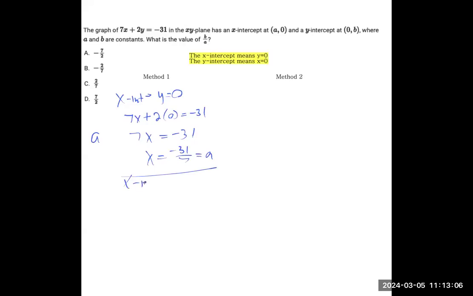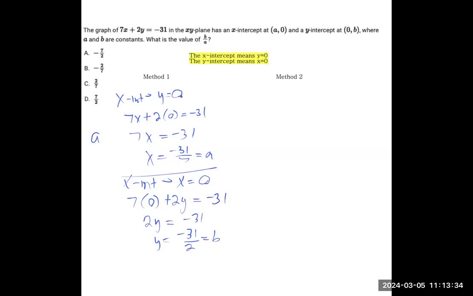Now for the y-intercept, we're going to get x equal to 0, and so that would be 7 times 0 plus 2y is negative 31. 2y is minus 31 divided by 2, and you get negative 31 over 2. So now that is our b, because they said that the y-intercept is b.